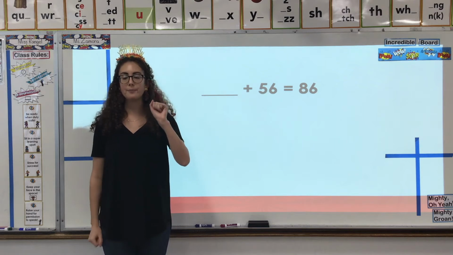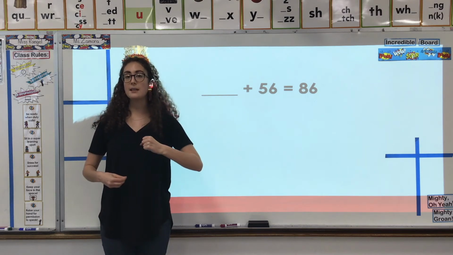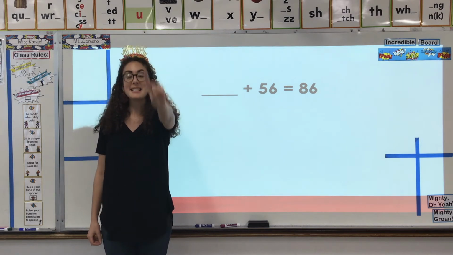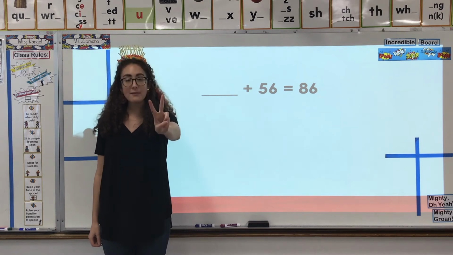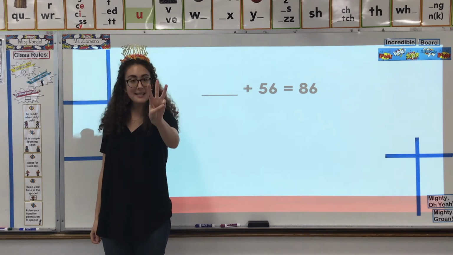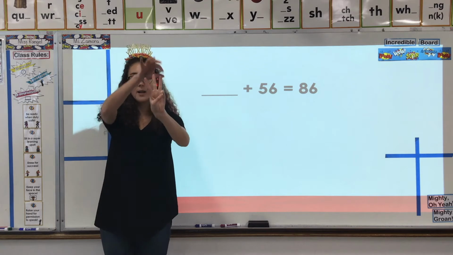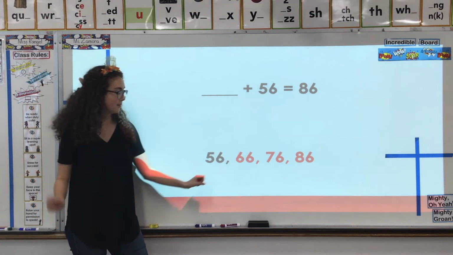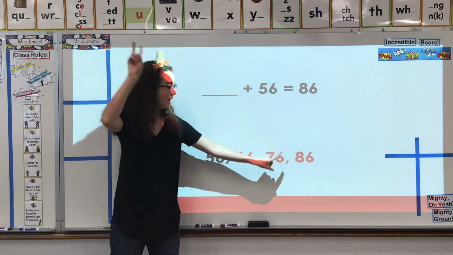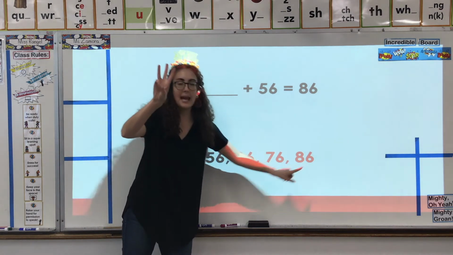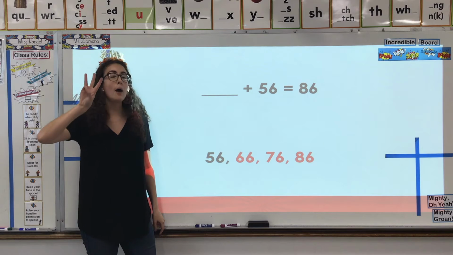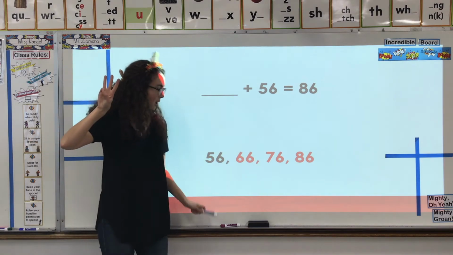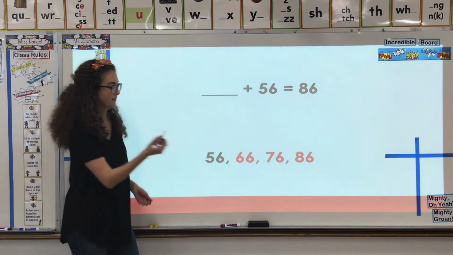Can you count with me? So we're at 56 and then 66, 76, 86. Look, we got to our answer. We started at 56, we counted 66, 76, and 86. How many tens did we count, Super Scholars? How many tens?